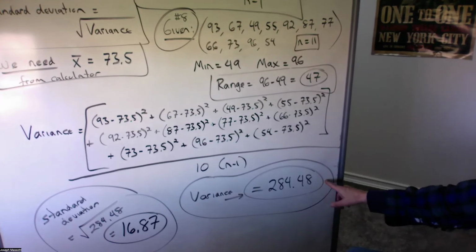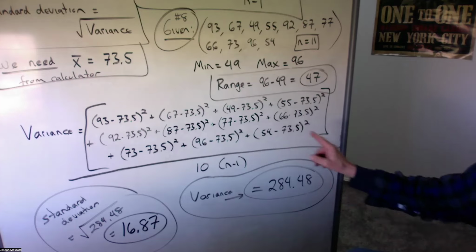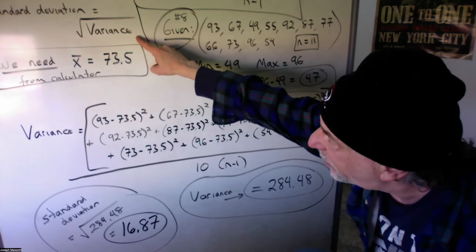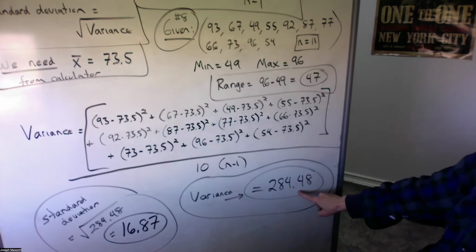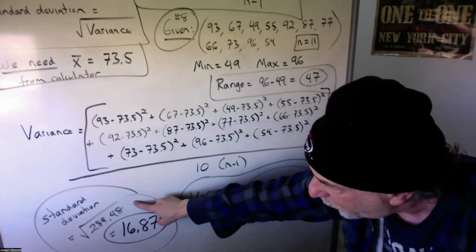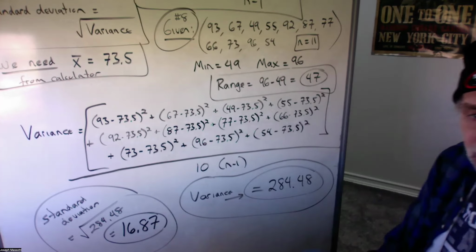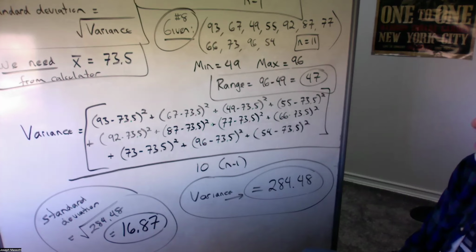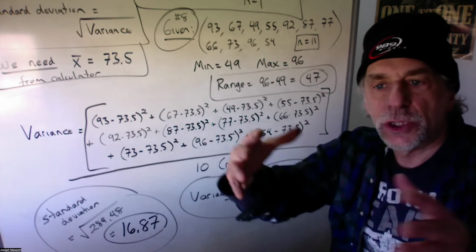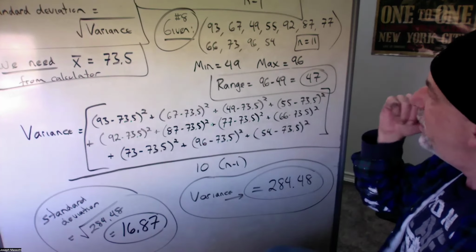Right? That's the variance. The standard deviation is just the square root of the variance. So once you have the variance, all you're going to do is take the square root of that number, and that's going to give you the standard deviation. All right? So ranges, variation, and standard deviation, all measures of how spread out a data set is.